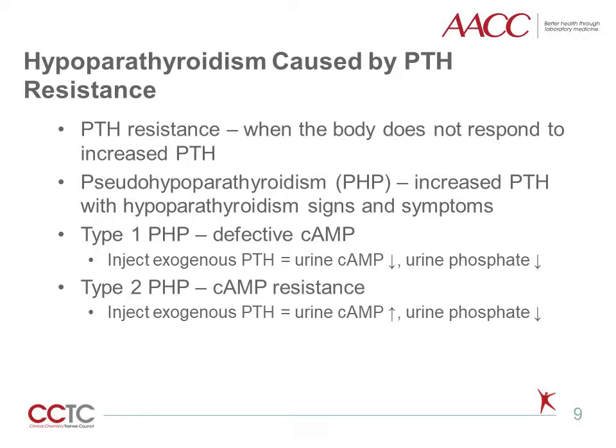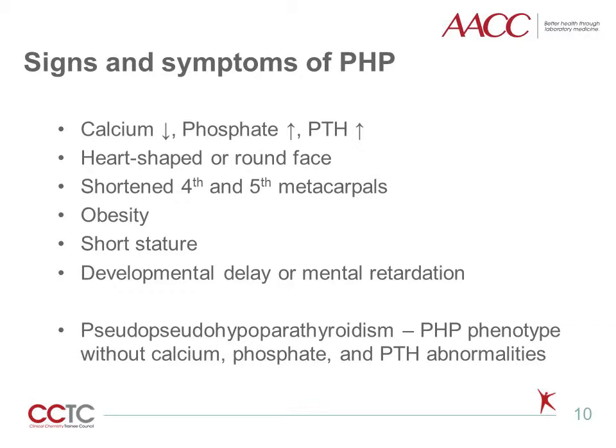Type 1 and Type 2 PHP are distinguished from one another with the injection of exogenous PTH. If a patient has Type 1, he or she will not elicit a cyclic AMP response and subsequently will not have urinary cyclic AMP and phosphate. However, if a patient has Type 2, injection of exogenous PTH will elicit an increase in urinary cyclic AMP without phosphaturia. Along with low calcium and increased phosphate and PTH, patients with PHP have distinct phenotypic features.